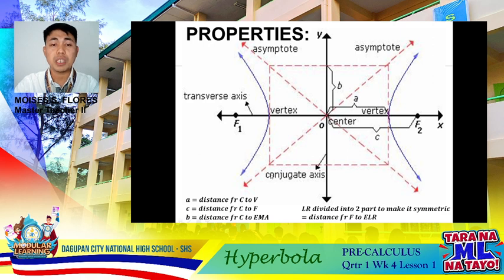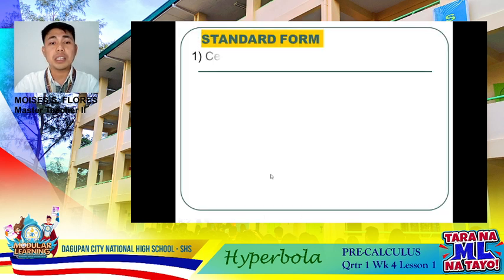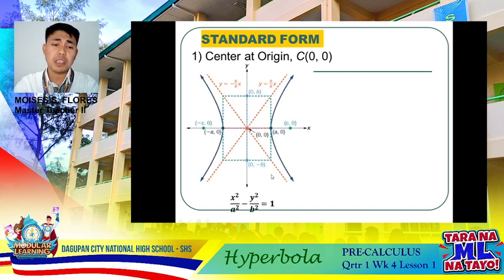Let's proceed with our standard form. Again, there are two types, and the first one is centered at the origin. As you take a look at our figure and our standard form of the equation, we have here x squared over a squared minus y squared over b squared equals 1. Our a squared is referring to our major axis or our transverse axis. So this means our graph shows here that it is horizontal along your major axis, or your x-axis.